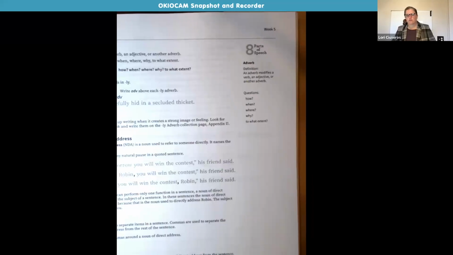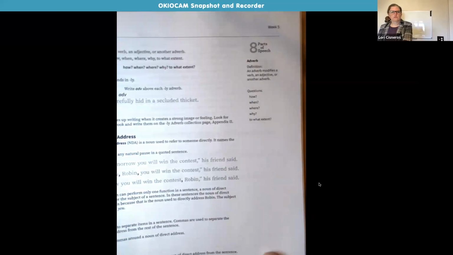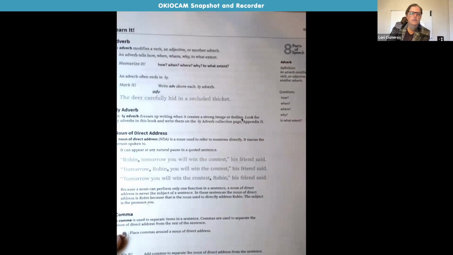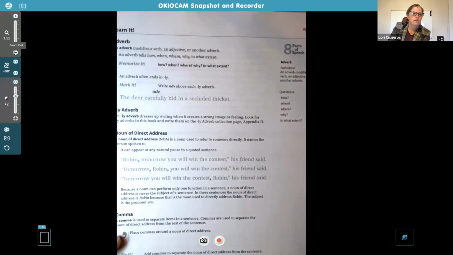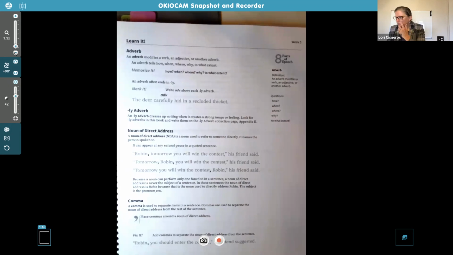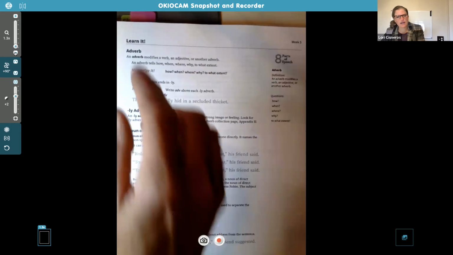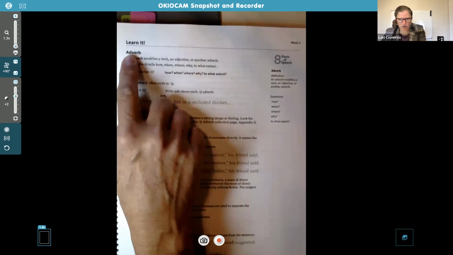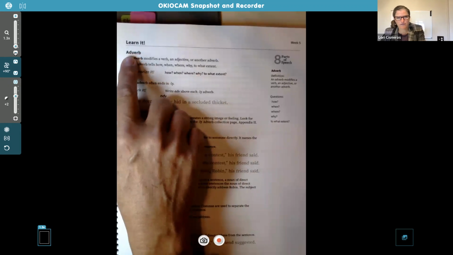We are on page 25 of our grammar books, talking about adverbs. Okay, let me zoom out a little bit here. Okay, so an adverb is, I'm sure you've heard about this before, adverb.